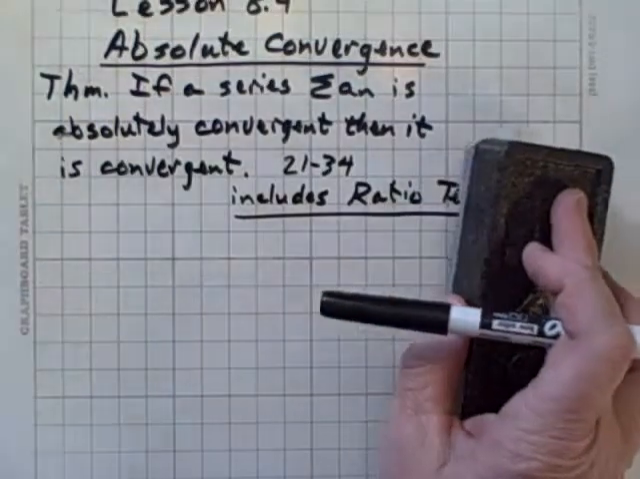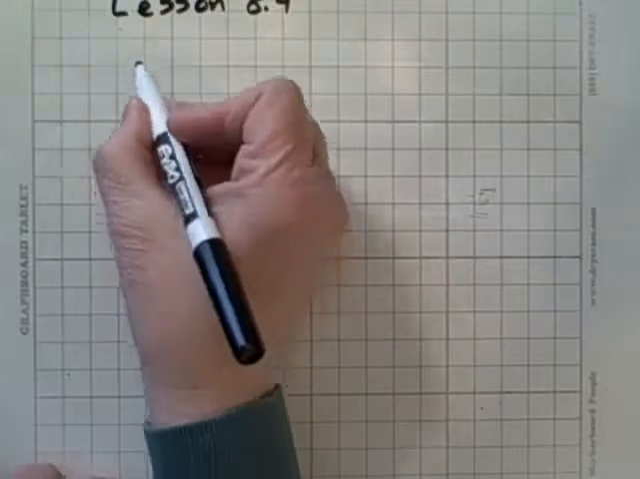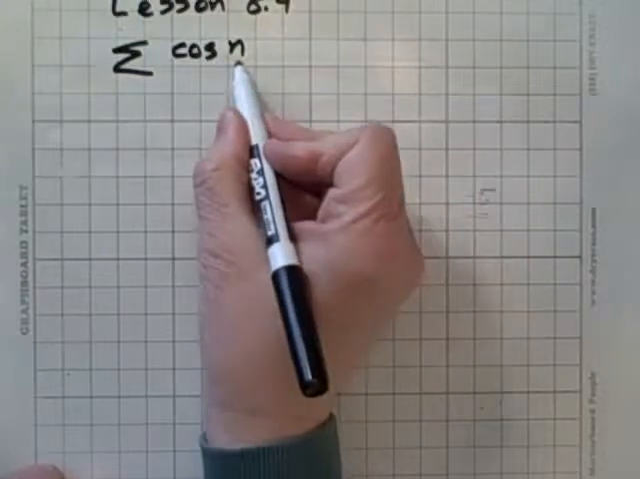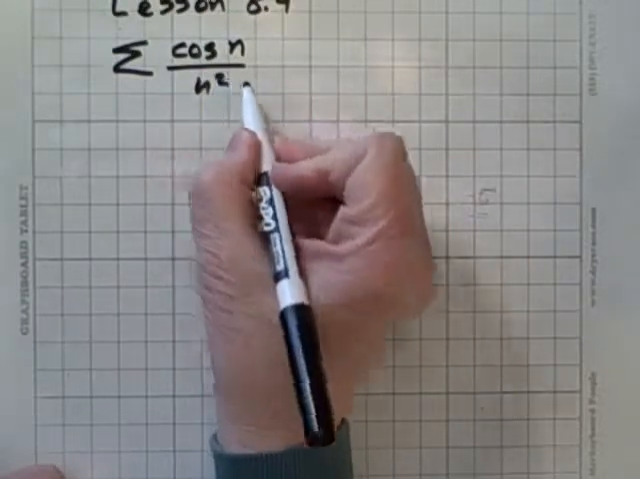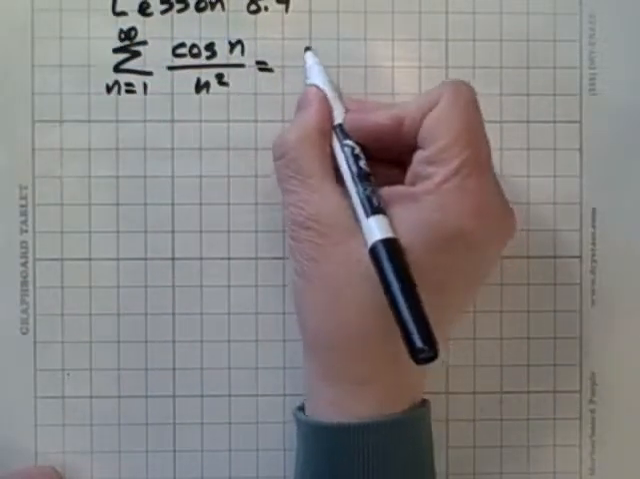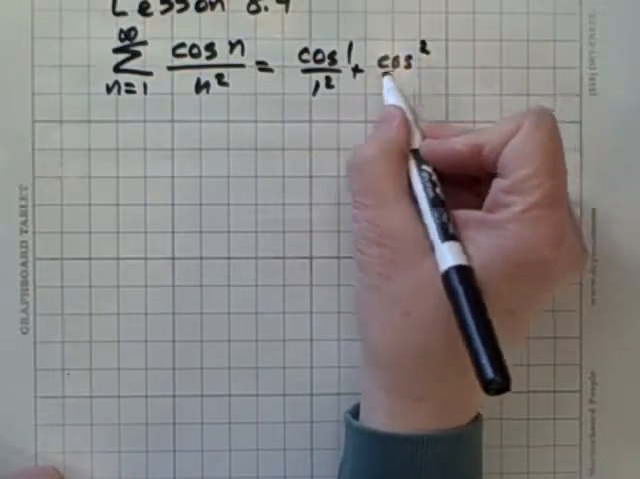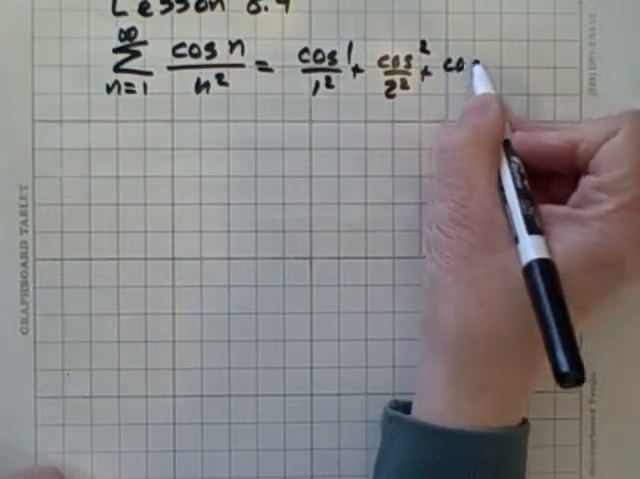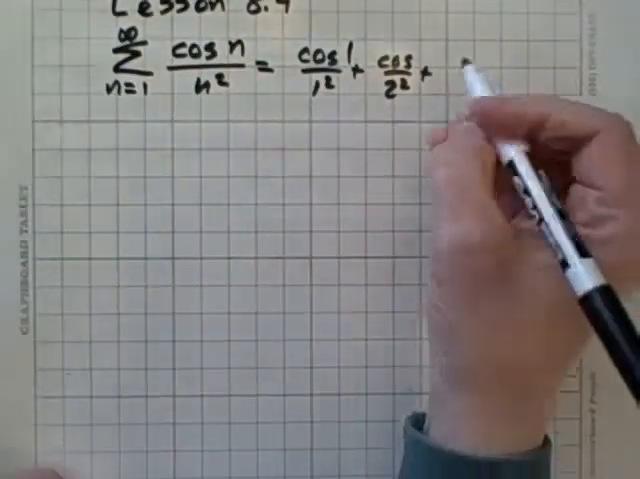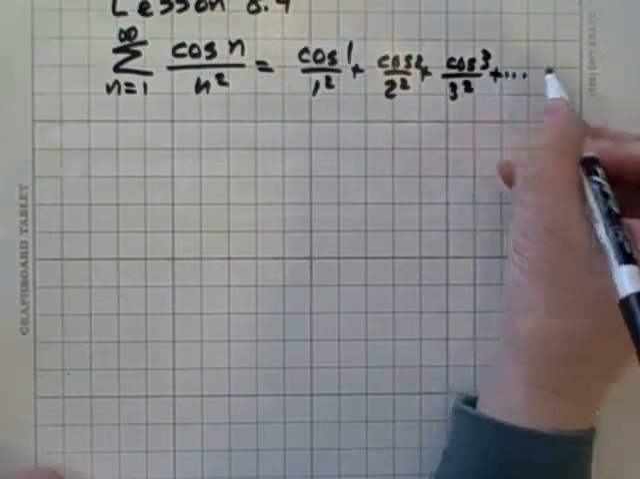An example where the absolute convergence comes in handy is in this series that involves a trig function. Cosine of n, this would be in radians, divided by n squared. N goes from 1 to infinity. If we expand a few terms, cosine of 1 over 1 squared, cosine of 2 over 2 squared, cosine of 3 over 3 squared, and so on.